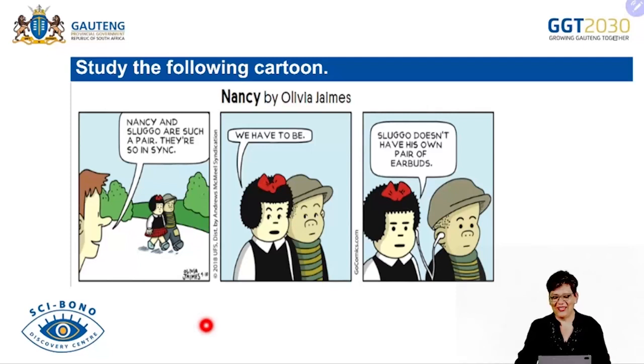It's a short little one. It says, Nancy and Sluggo are such a pair. They are so in sync. We have to be. Sluggo doesn't have his own pair of earbuds. Okay, yeah, you find it funny, but I'm sure you relate to this. How many times did it happen that you had to share your earbuds with a friend?